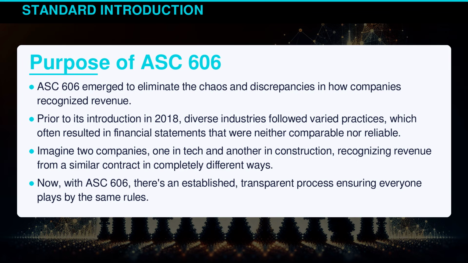ASC 606 emerged to eliminate the chaos and discrepancies in how companies recognized revenue. Prior to its introduction in 2018, diverse industries followed varied practices, which often resulted in financial statements that were neither comparable nor reliable. Imagine two companies, one in tech and another in construction, recognizing revenue from a similar contract in completely different ways. Now, with ASC 606, there's an established, transparent process ensuring everyone plays by the same rules.